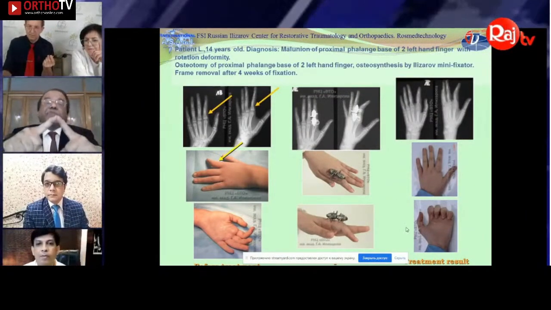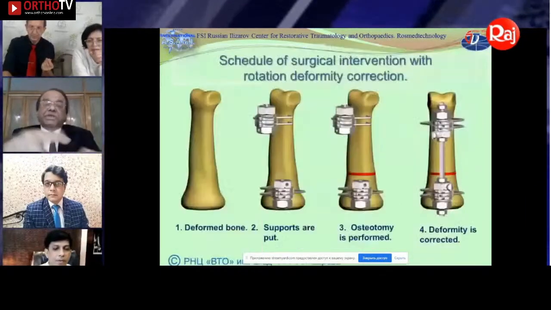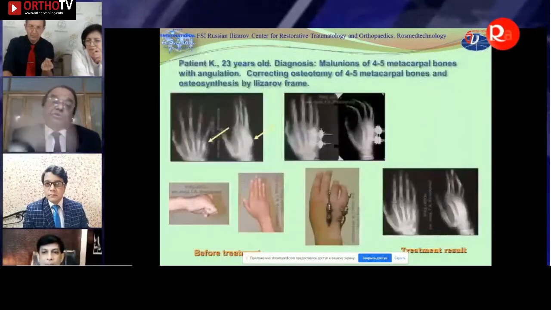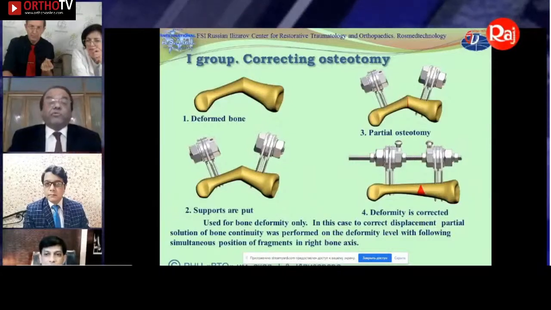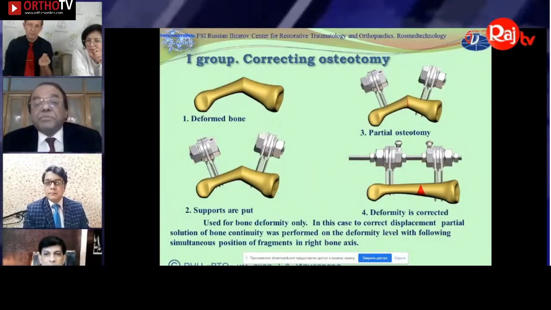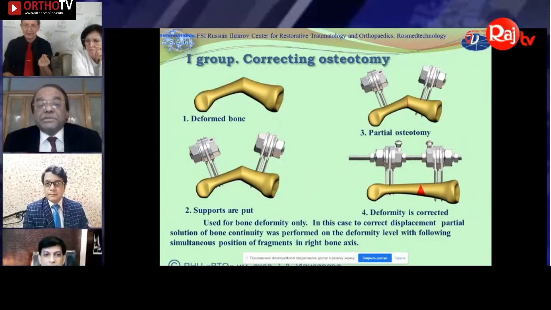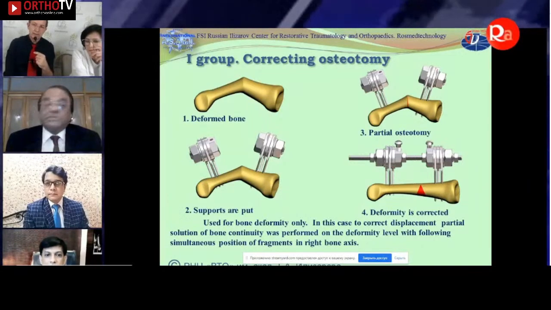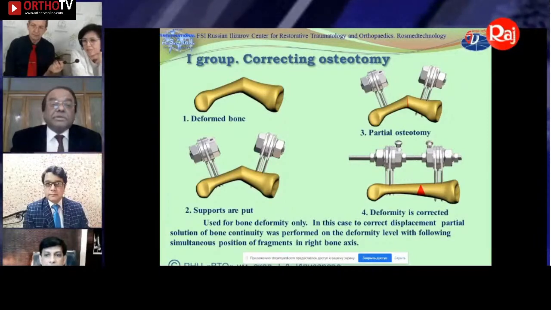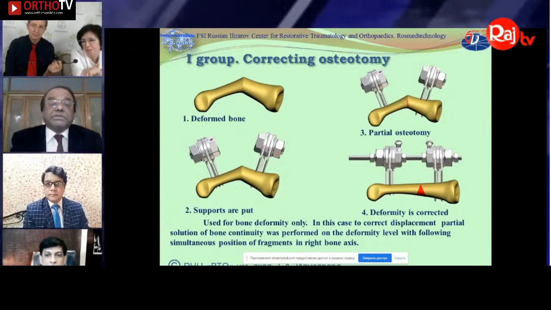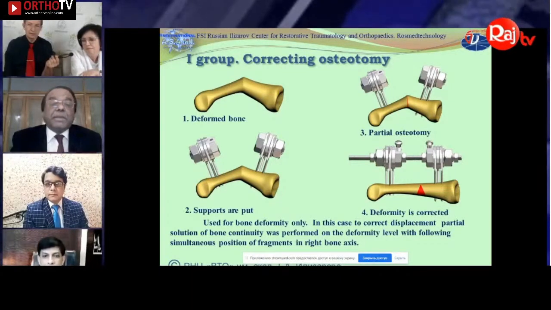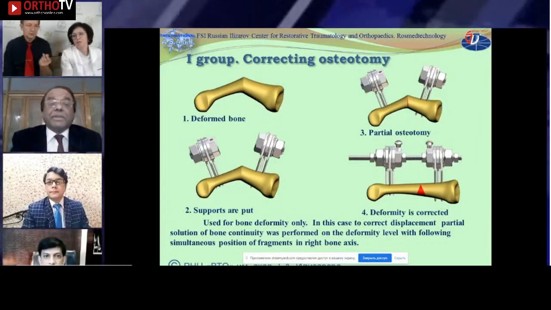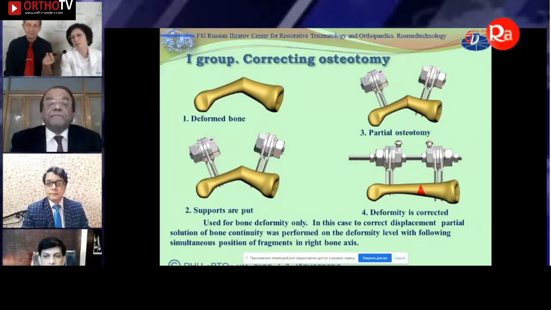Look at this. Bending of the wires. You can see, you go from both sides, then you bend the wires. Maybe this is the bone of the metacarpal. This is the bending of the wires.